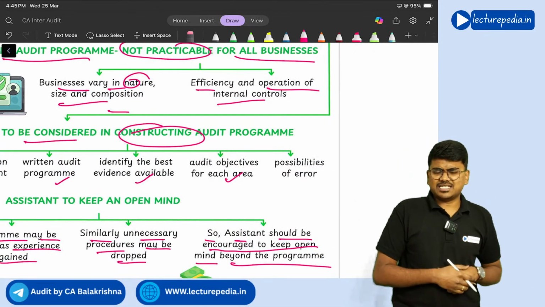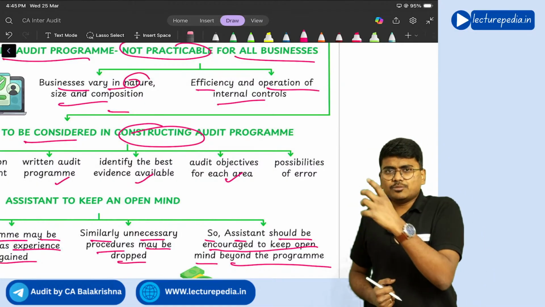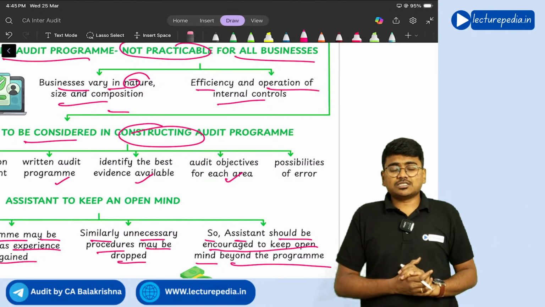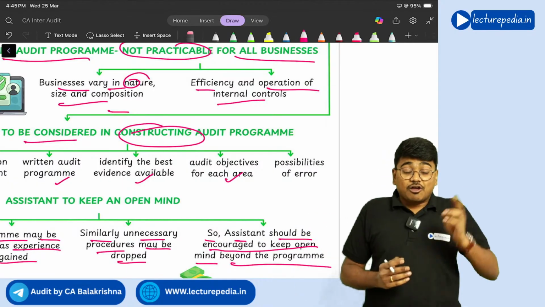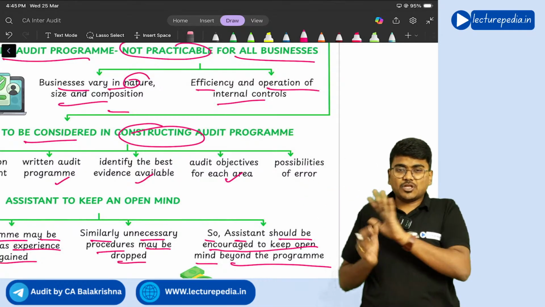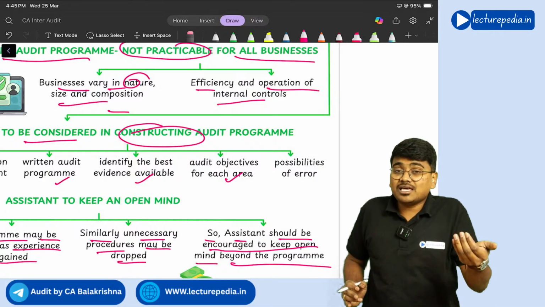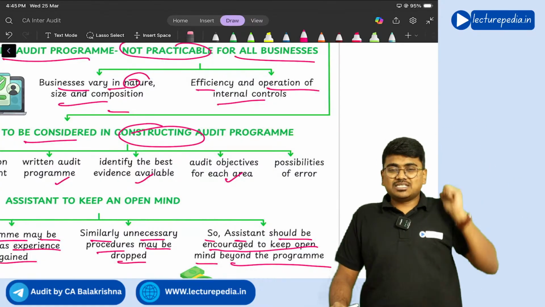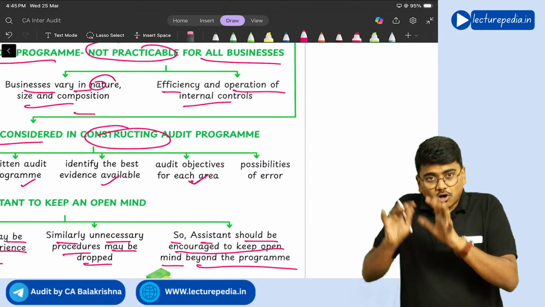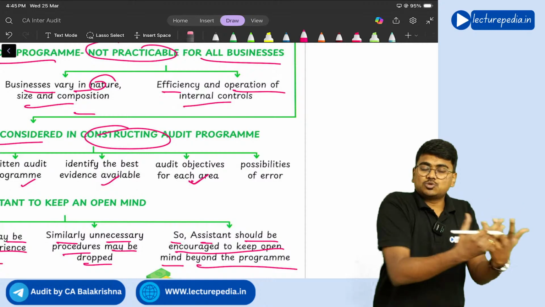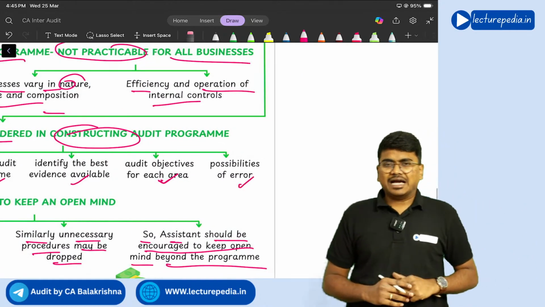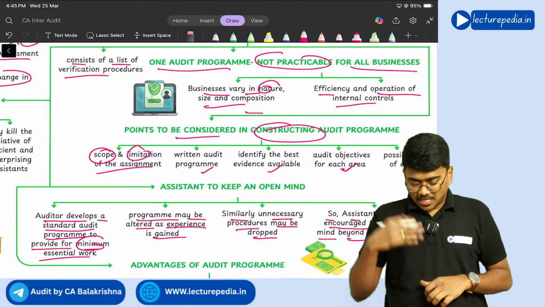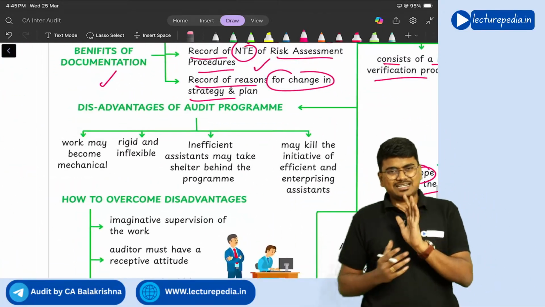And audit objective for each area. For each and every area, there will be a particular audit objective. Like for fixed assets, the objective is to check whether fixed assets are actually present or not. For sales, the objective is to check whether the entity has entered any fake sales. Based on the audit objective that you want to achieve, you have to perform the respective audit procedures, right? So while developing the audit program, you need to consider the audit objectives of each area. Next, possibilities of error. So these are the things that you need to consider while drafting or developing your audit program. Now, this audit program suffers certain disadvantages.